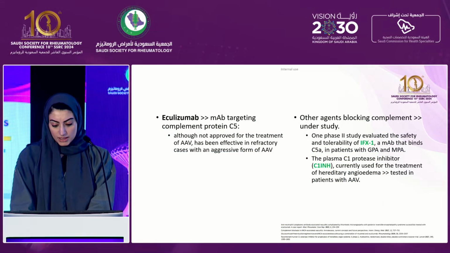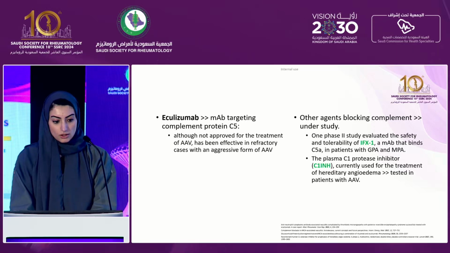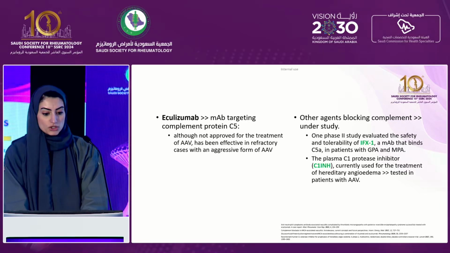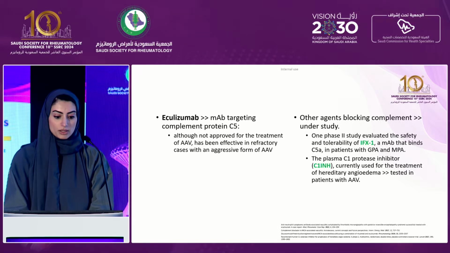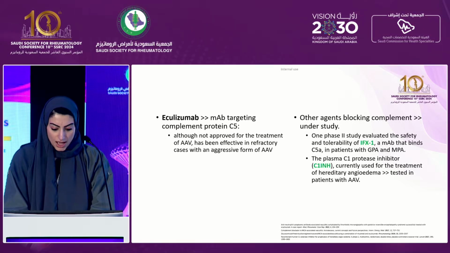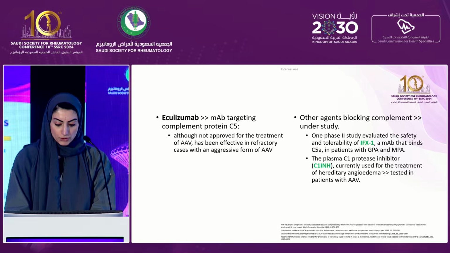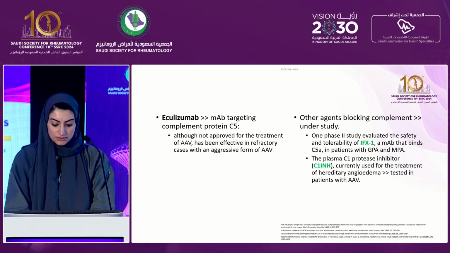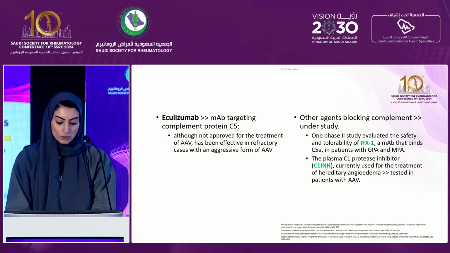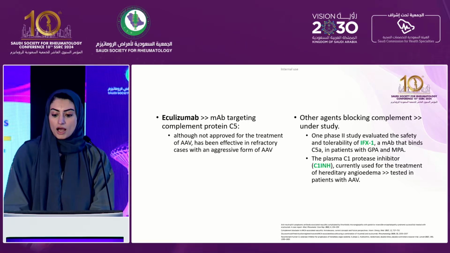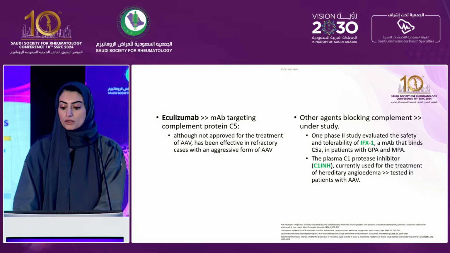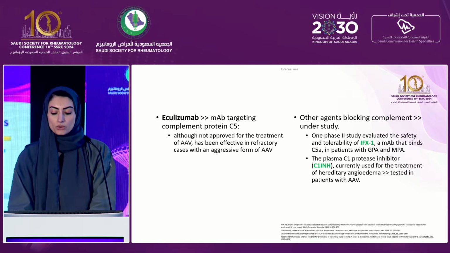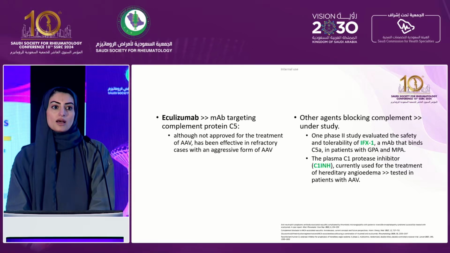Other medications targeting complement include eculizumab, which is a monoclonal antibody targeting complement protein C5, and it has not yet been approved for the treatment of ANCA vasculitis. However, it has been effective in refractory cases with aggressive form of the disease. Other agents blocking complement systems include IFX1, which is in phase 2 trial, and the plasma C1 protease inhibitor, which is currently a treatment of hereditary angioedema.